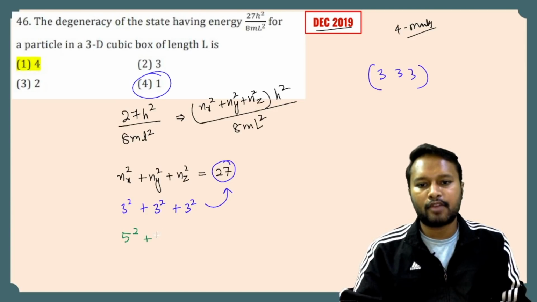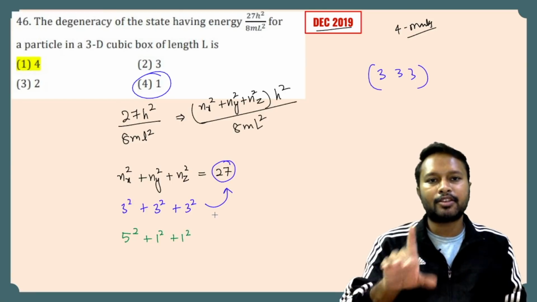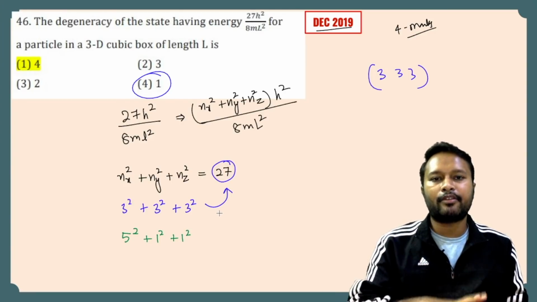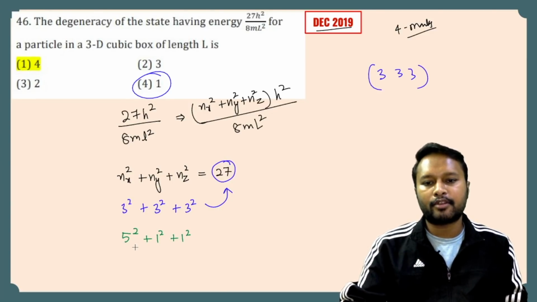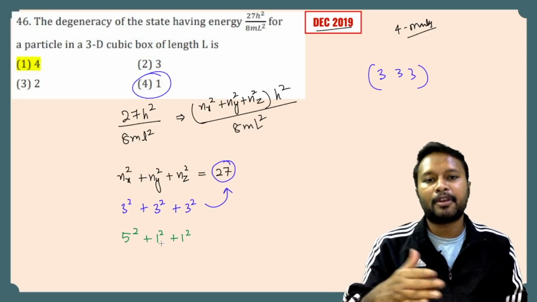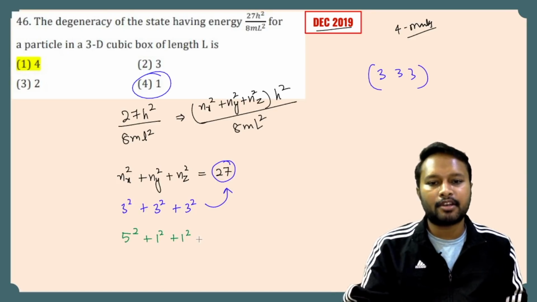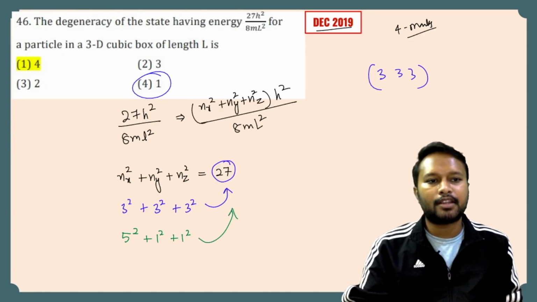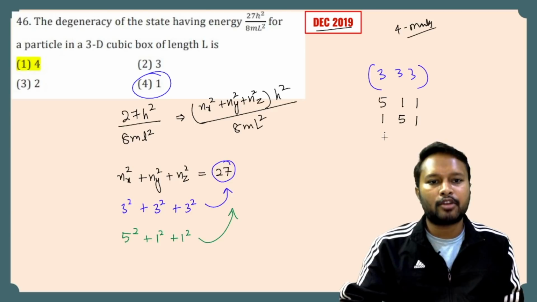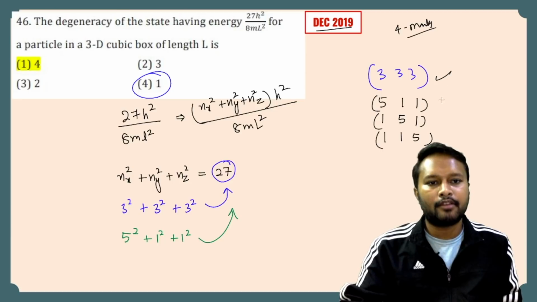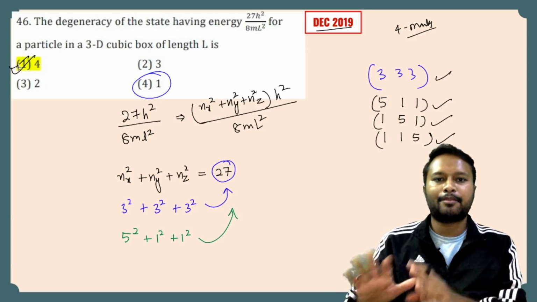If I do 5 square plus 1 square plus 1 square, make sure that you cannot take any value of n as 0. Okay, you cannot take 0. The minimum value which you can take is 1. So this is also one of the combinations, right? 5 square is 25, plus 1 will give you 26, plus 1 will give you 27. So here again you got 27. So the other combination which is possible is 5 1 1. Now you can just rearrange this combination. You can make it 1 5 1 or 1 1 5. So how many combinations do you have? Total combinations are 1, 2, 3 and 4. You got 4 combinations. So the correct option is option number 1.